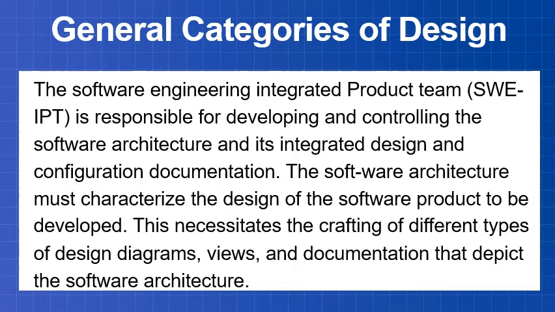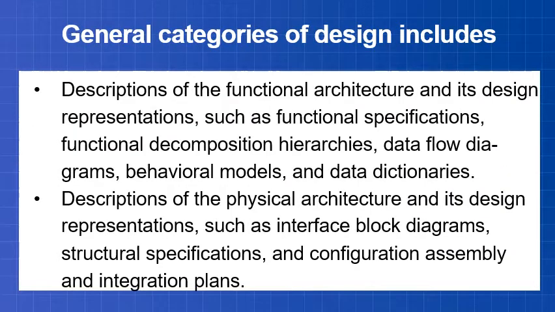The software engineering integrated product team is responsible for developing and controlling the software architecture and its integrated design and configuration documentation. The software architecture must characterize the design of the software product to be developed. This necessitates the crafting of different types of design diagrams, views, and documentation that depict the software architecture. General categories of design includes five major factors.